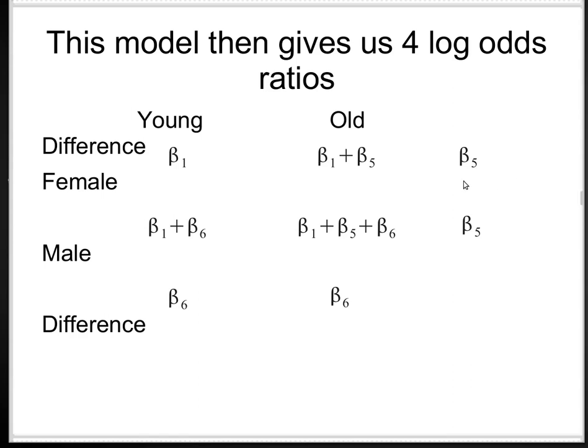Now, let's look at beta 5. Beta 5 being the difference here between the young and the old for the women. And beta 5, we can see, is also capturing the difference between the 2 log odds ratios, young versus old for the men. In other words, this is now assumed common. The difference between the young and the old is assumed common to the men and the women.